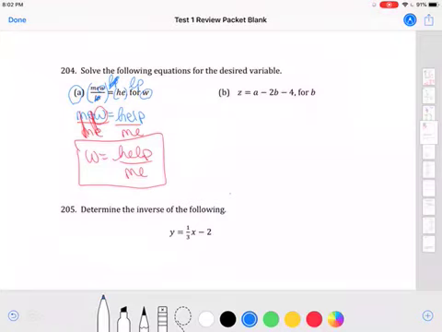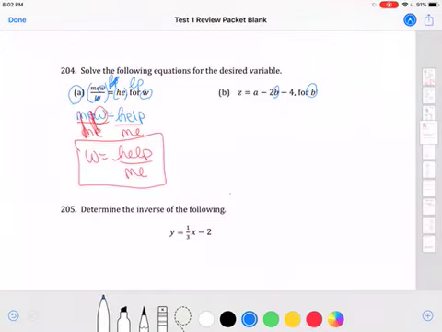All right, part B. Z equals A minus 2B minus 4, and you're solving it for B, which means you're trying to get B by itself. Okay, so I need to get rid of what's being added or subtracted first. What that tells me is that I'm going to get rid of that negative 2 last because it's being multiplied to the B. Everything else, the A and the 4, are being added or subtracted, so I move those first.